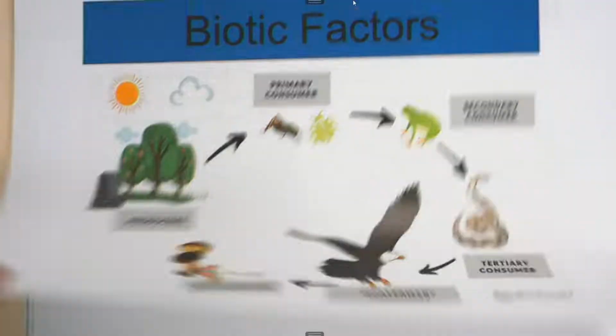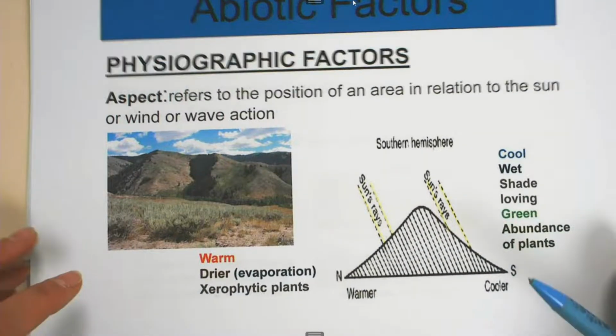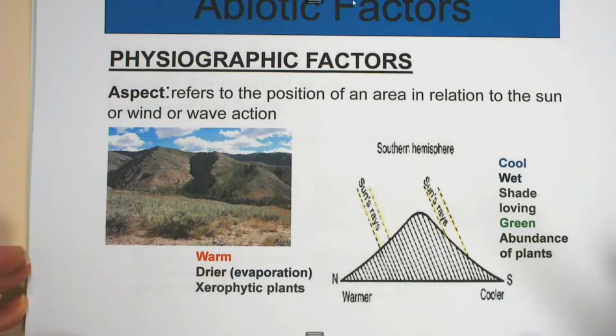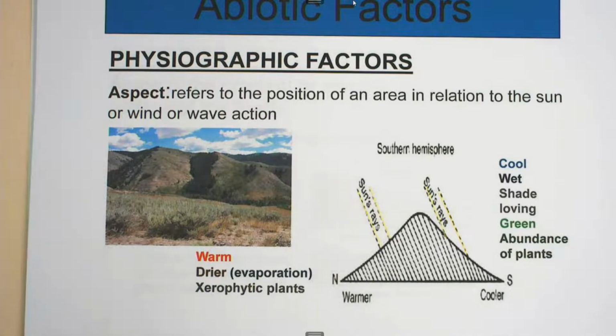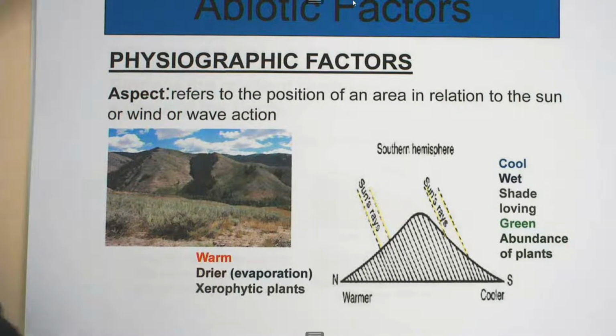Okay, biotic factors. Now let's look at the abiotic factors. That's normally a little bit more difficult. Here's the first group that I talked about, physiographic factors. Okay, now aspect is the first one. Now aspect is a difficult concept. Go and sit and read about it in your textbook.